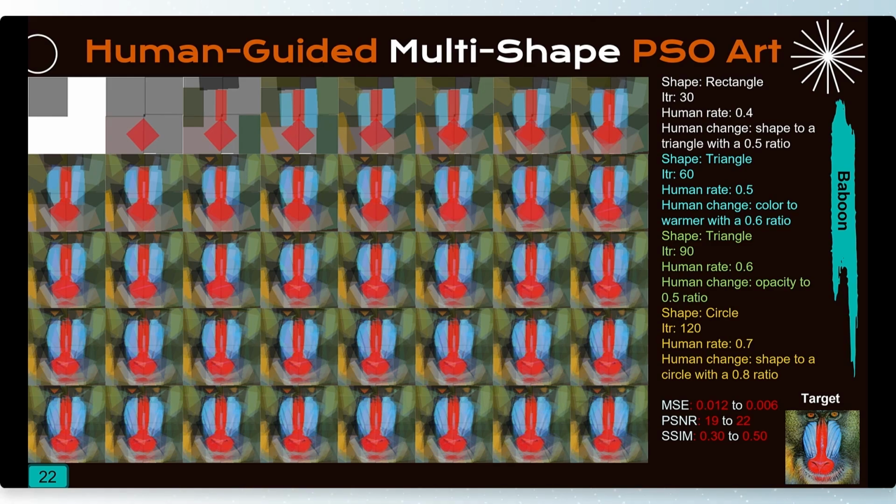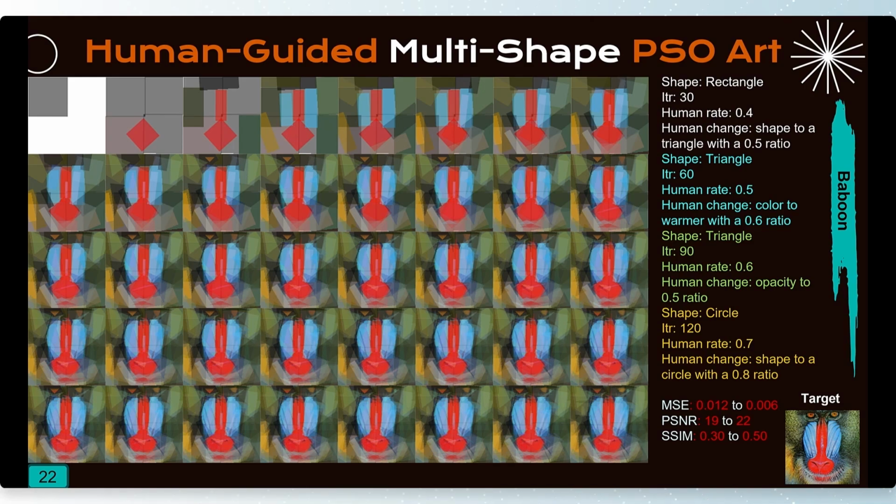Then it goes 30 more iterations with triangle and rectangle. Then it asks the human rate. It's a little bit better, 0.5 human change, so I changed it to the warmer colors with 0.6 ratio. Then it asks for another feedback from the human at the 19th iteration. Still the shape is triangle. It's a little bit better to me, so I just enter 0.6 human change. I changed the opacity to 0.5 ratio.